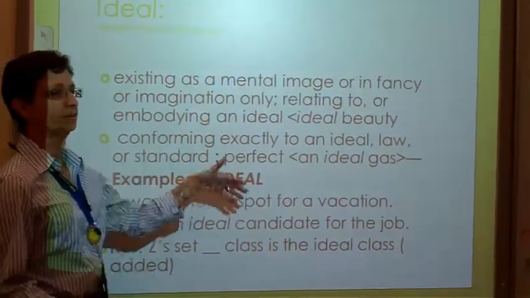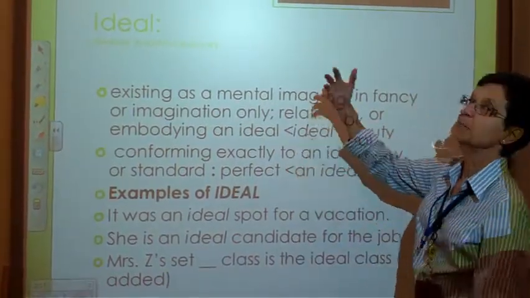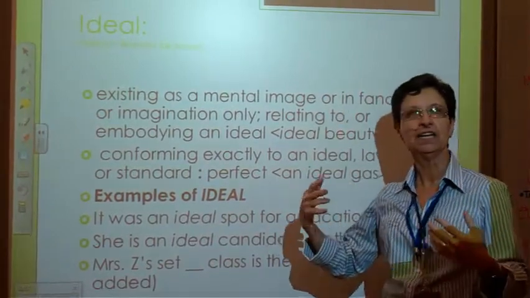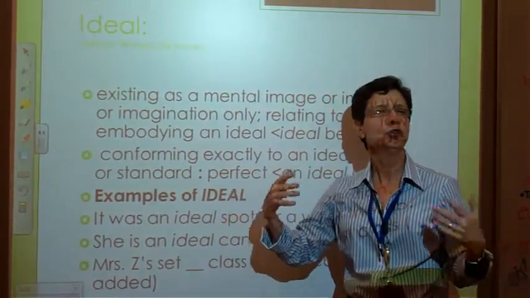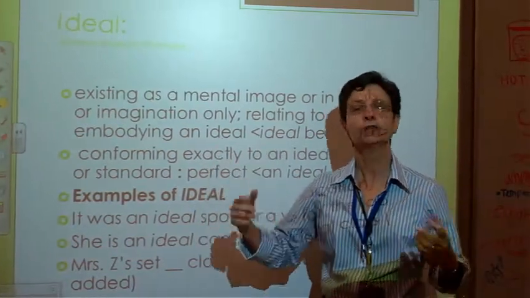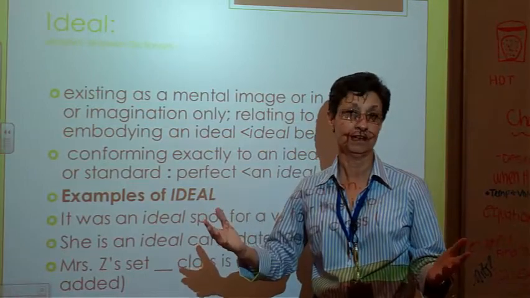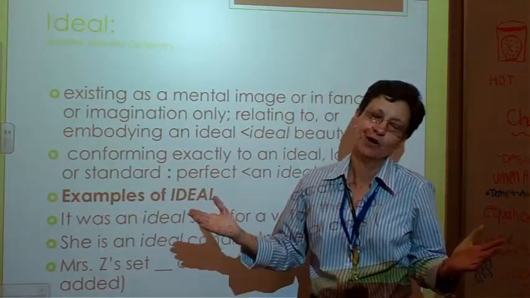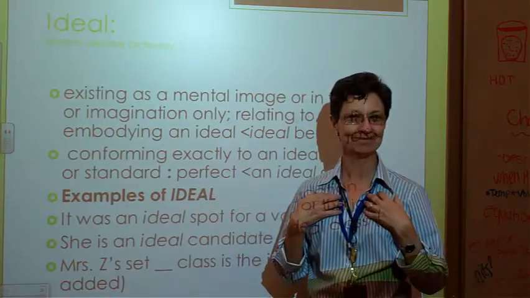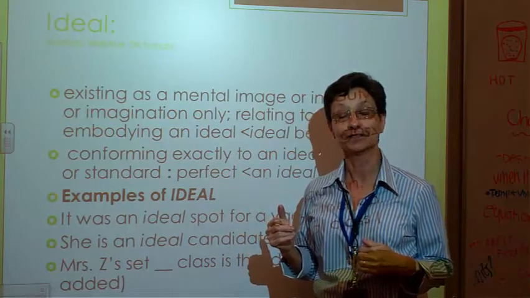All right, so here are some definitions of what ideal is. It's a mental image, it can be in your imagination, something that is in your mind that is perfect, but that's not really perfect. It's just ideal. For example, I can say my husband is the ideal husband. Is he perfect? No. But he's ideal for me. All right, so that's what we're going to think about when we talk about the laws.